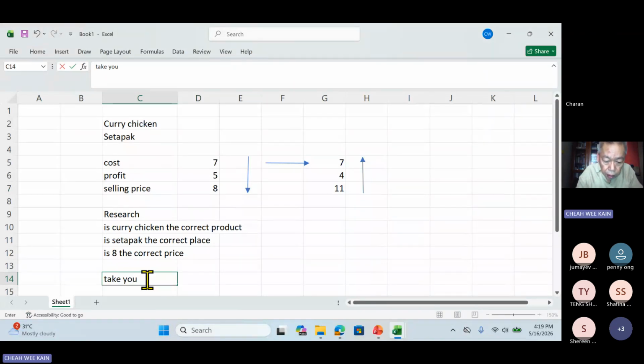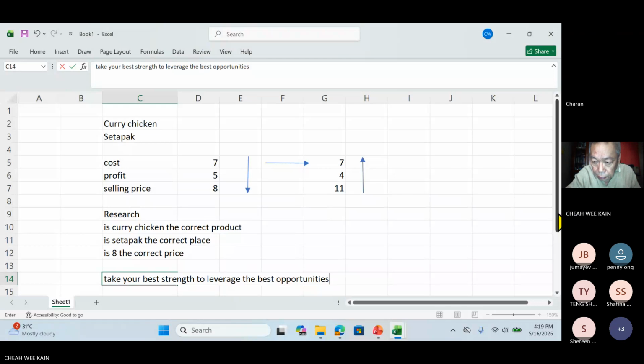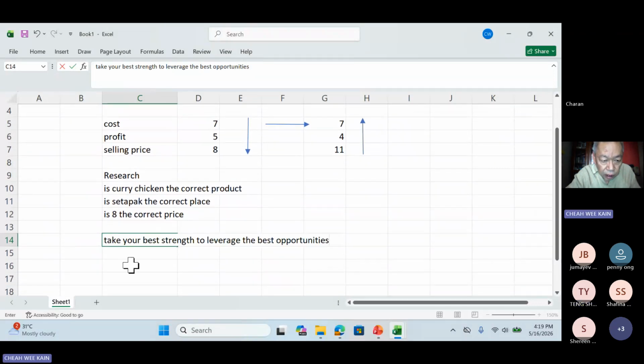Take your best strength to leverage the best opportunities. If there's no match, take the next best one. Okay?